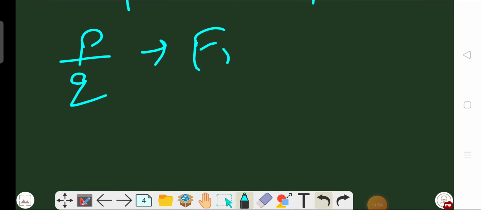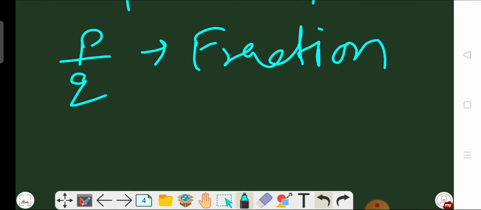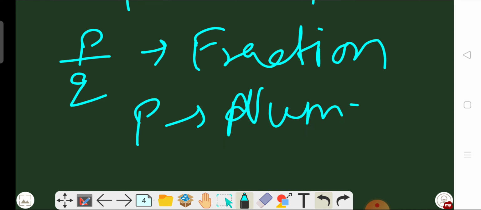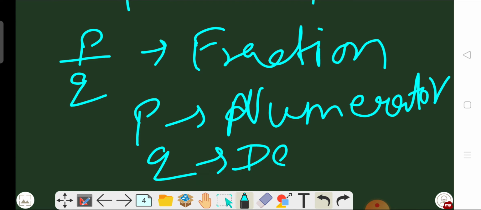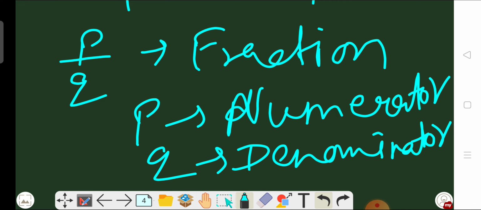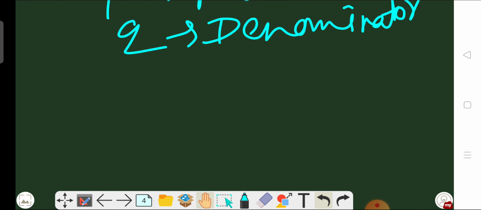This is a fraction, P by Q, and P is called the numerator and Q is called the denominator. Okay. Now we will learn how we can add two given fractions or multiply two given fractions.